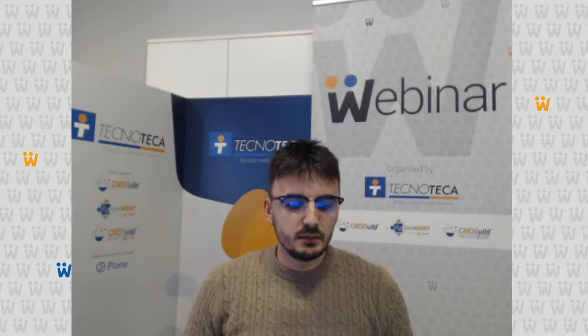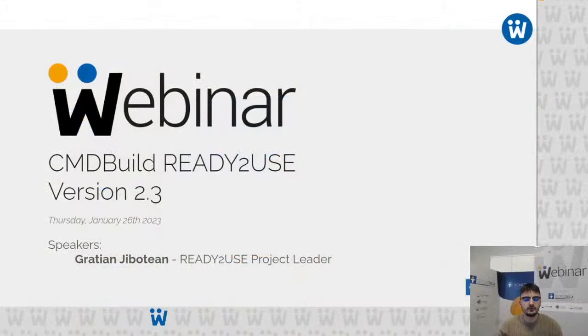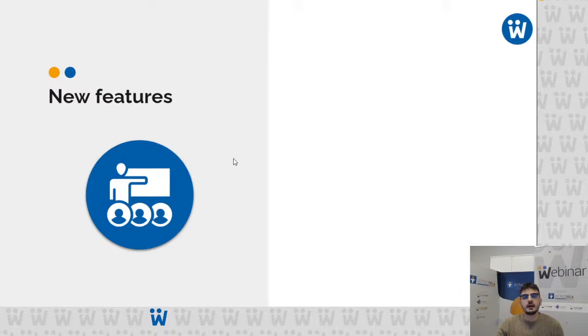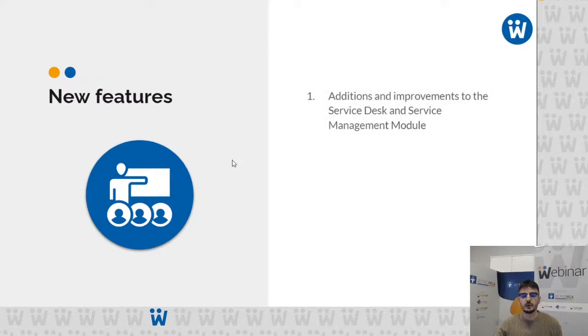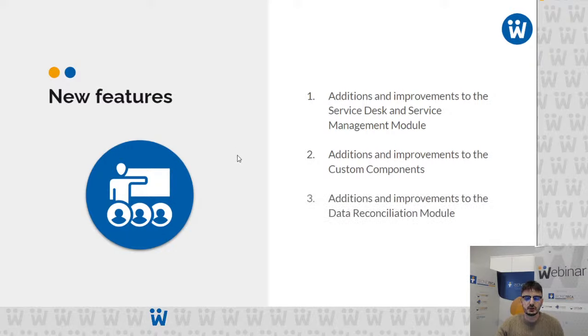So we can start by taking a look at all the new features that have been added to CMDBuild Ready2Use version 2.3. And then later on, we will, of course, go more into depth with every one of them. First of all, we have additions and improvements to the service desk and service management module. Then we have improvements to the custom components of the application. And then some changes to the data reconciliation module. And lastly, some other minor improvements that we have added.